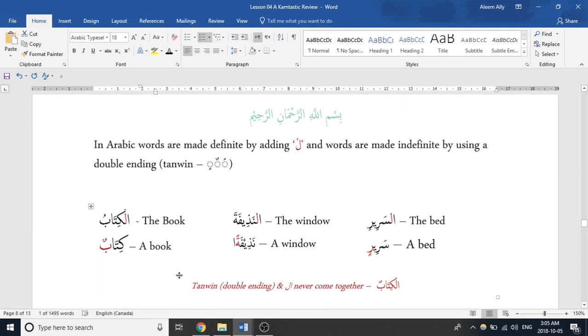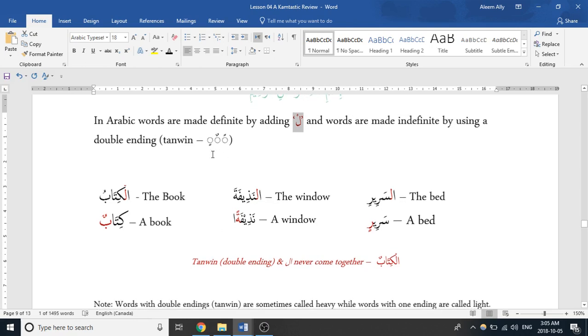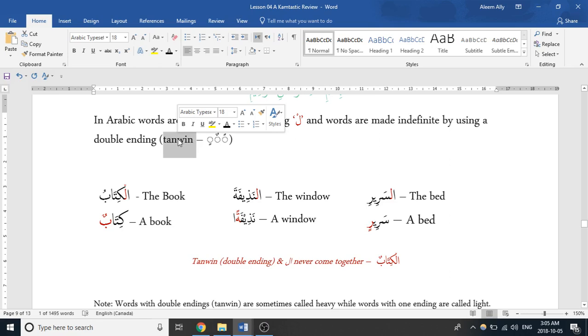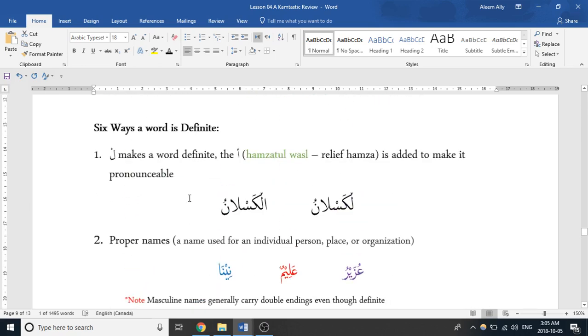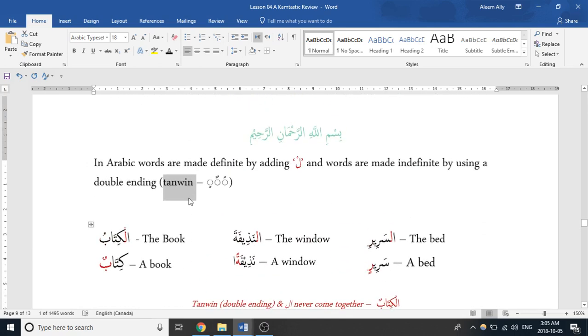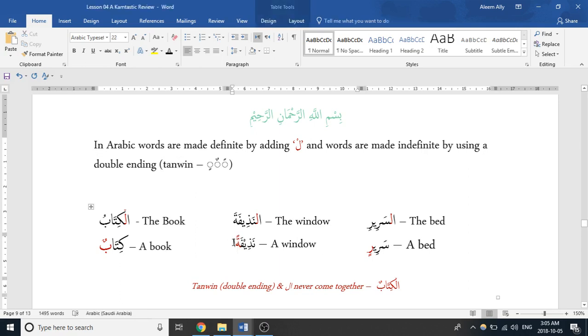Moving forward, in Arabic, one of the ways of making a word definite is by adding the lam with a sukun. This l here, right? And words are made indefinite by using a double ending, tanween. A double ending on a word is known as tanween. This literally means to nunify. I don't know if this is explained below. Oh, it's not. Okay, so we'll go into this a little bit more. It literally means to nunify. Within every single one of these tanweens is a noon with a sukun.